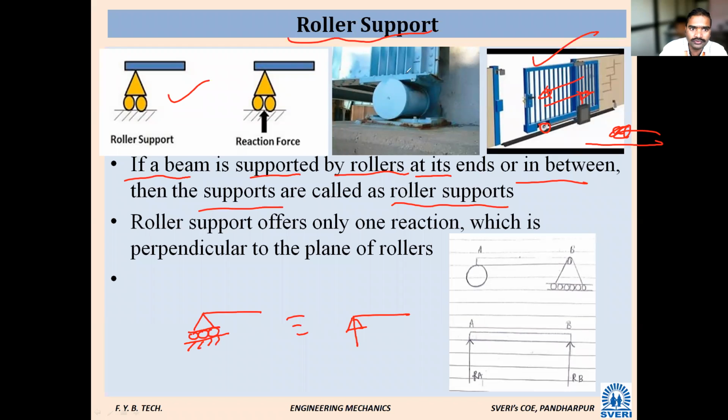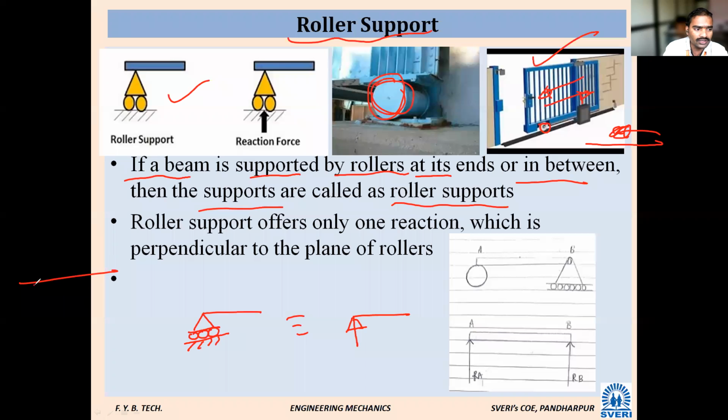So there is one diagram here. There is one machine. So there is a roller support. This vehicle is moving. Moving means which type of support it is? Is it roller or simply supported? Roller. Now, okay, for your cycle.